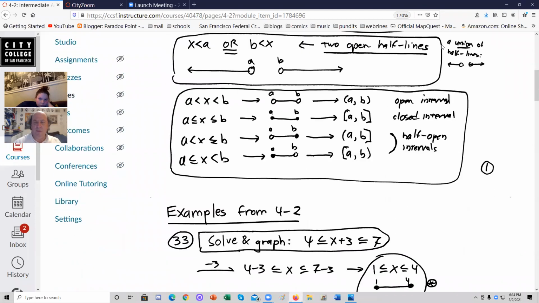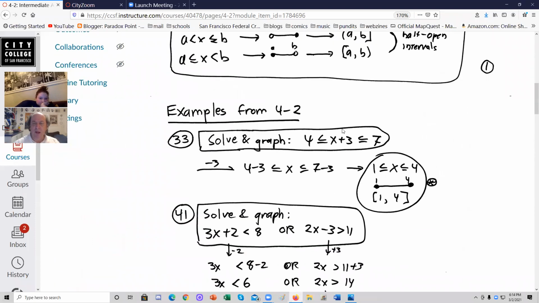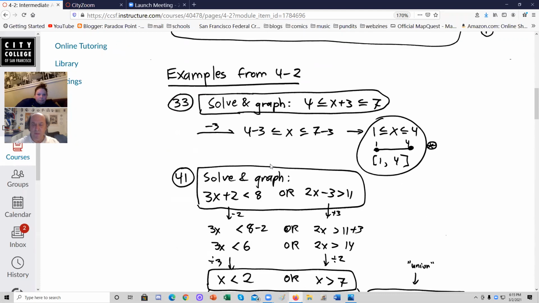Okay, so here are some examples. 4 less than or equal to X plus 3 is less than or equal to 7. Now, the same rules we had last time still apply. Given an inequality, if you subtract 3 from all 3 parts in this case, the inequalities still apply. So 4 minus 3 is less than or equal to X, is less than or equal to 7 minus 3. So the 3 cancels, we're left with an X in between: 1 less than or equal to X less than or equal to 4. The closed interval from 1 to 4.